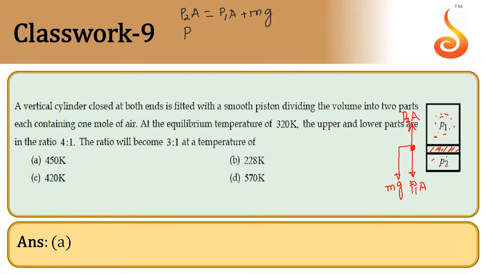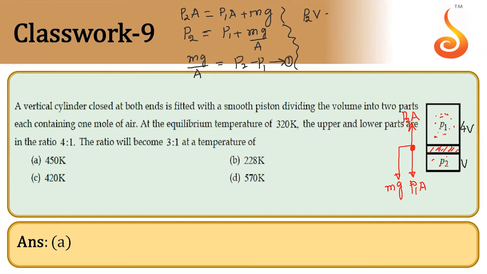Now P2 is equal to P1 plus mg by A. Now mg by A I want. mg by A is equal to P2 minus P1. Remember this. Say this is equation number 1. But for each part, you can apply the ideal gas equation. Say the volume of this is V and the volume of this will be 4V. Am I correct?